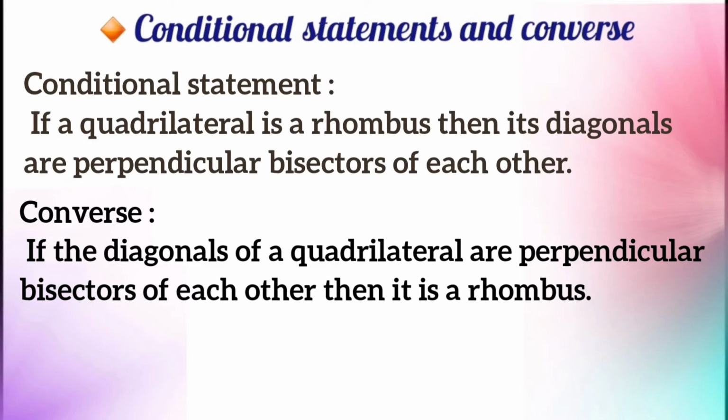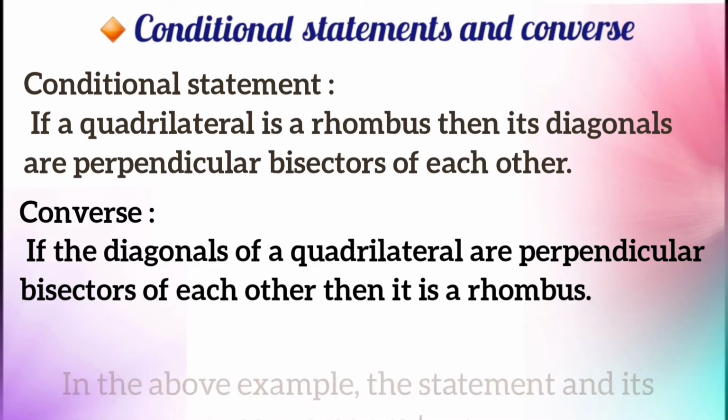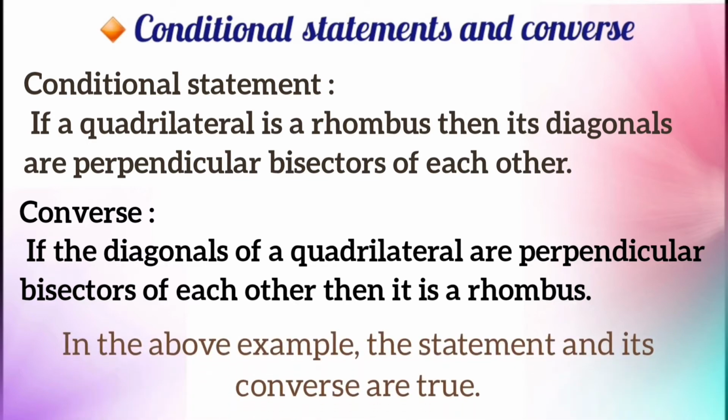If the diagonals of a quadrilateral are perpendicular bisectors of each other, then it is a rhombus. So yes, it is true. Because if we have a quadrilateral whose diagonals are perpendicular bisectors of each other, then we will understand that this given quadrilateral is nothing but a rhombus. So therefore the converse of this conditional statement is also true.